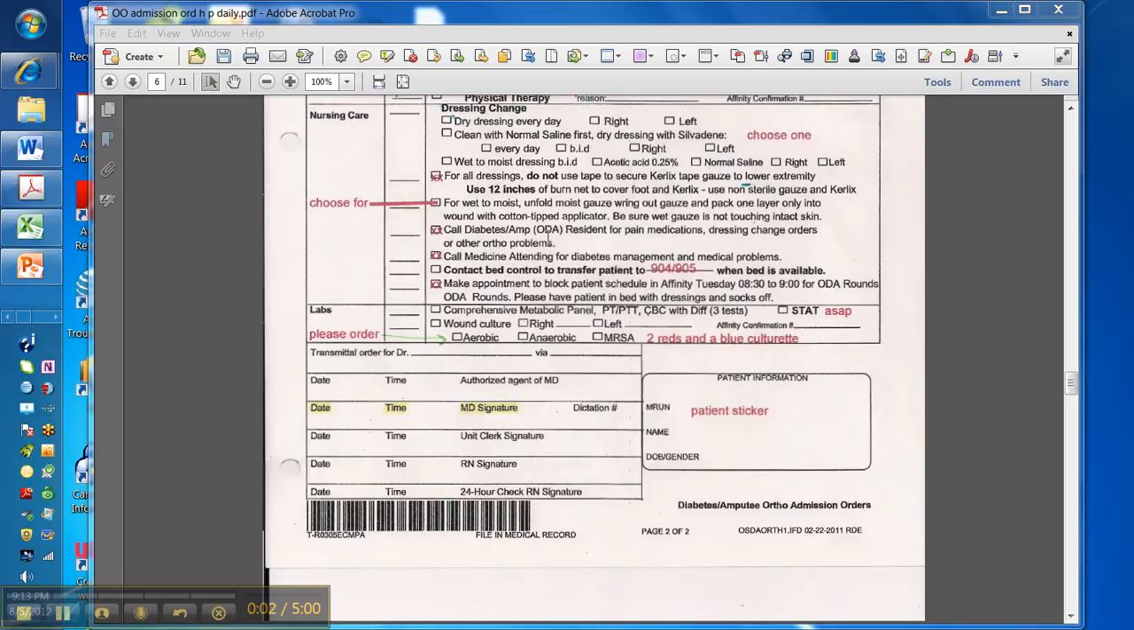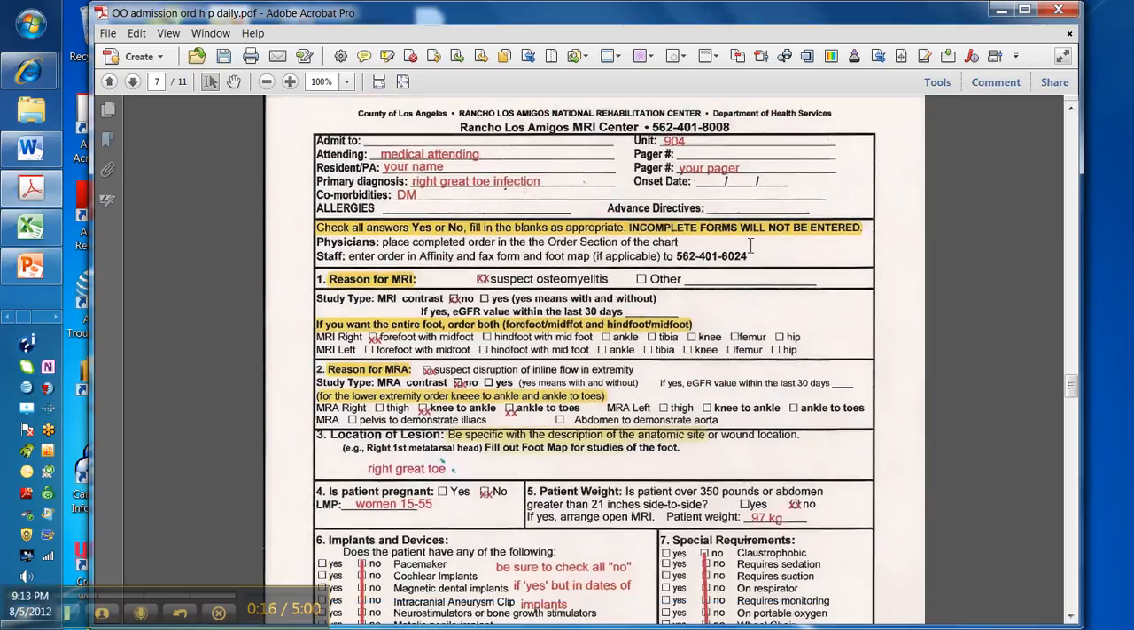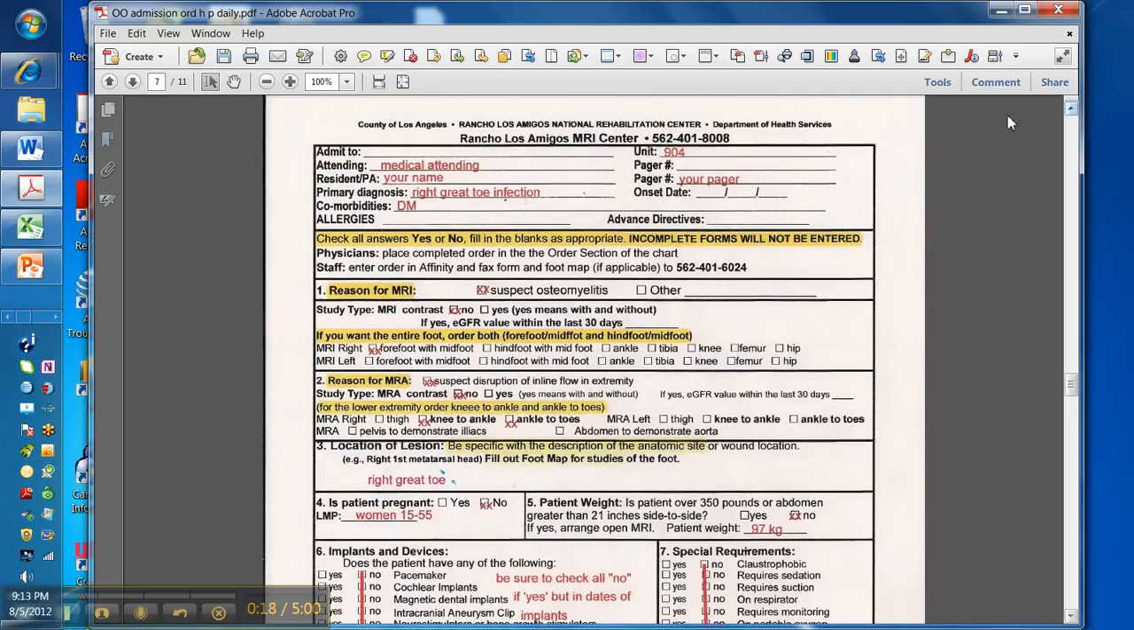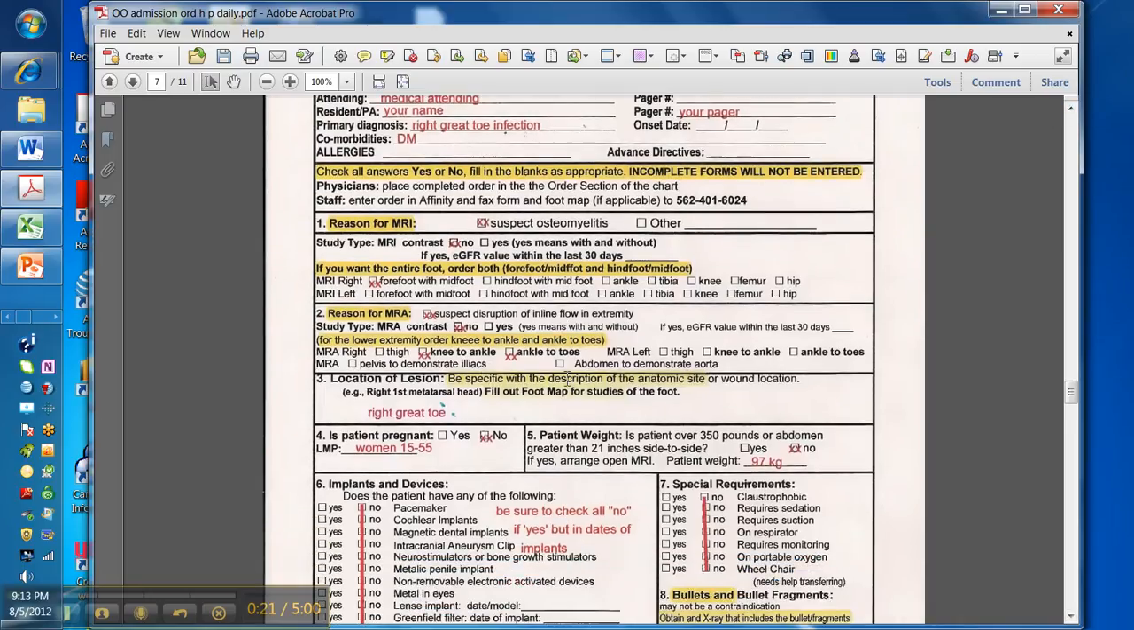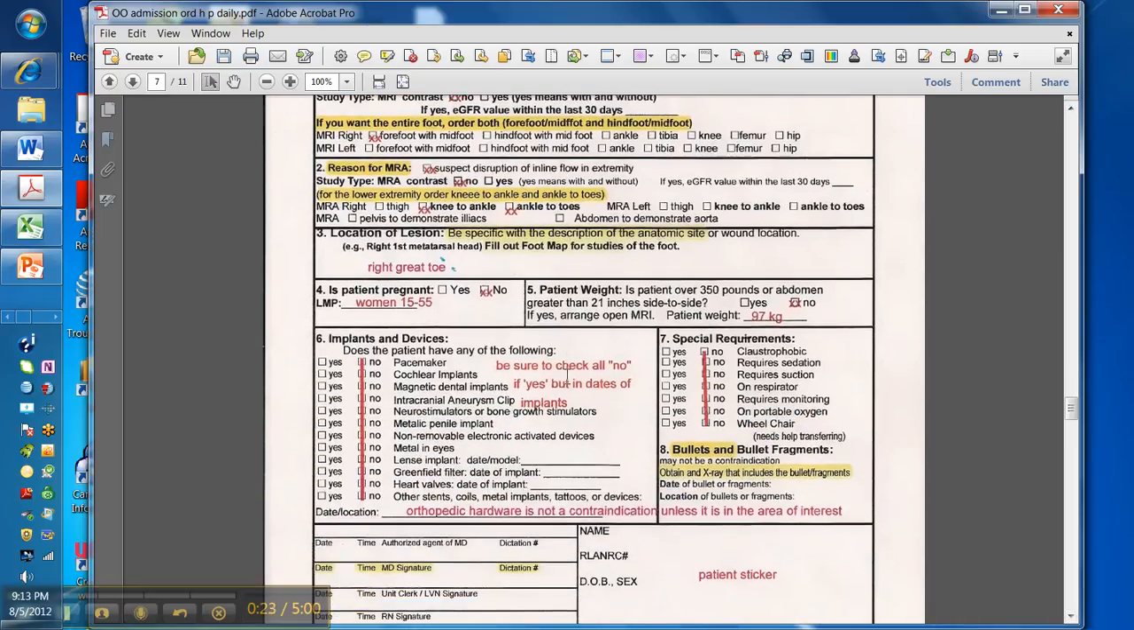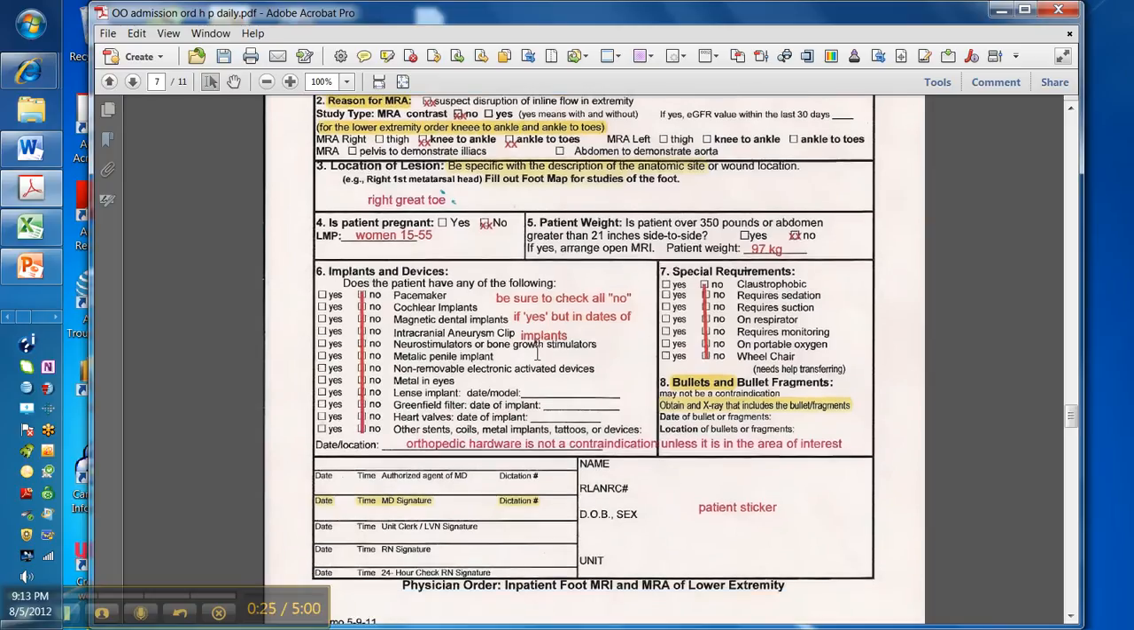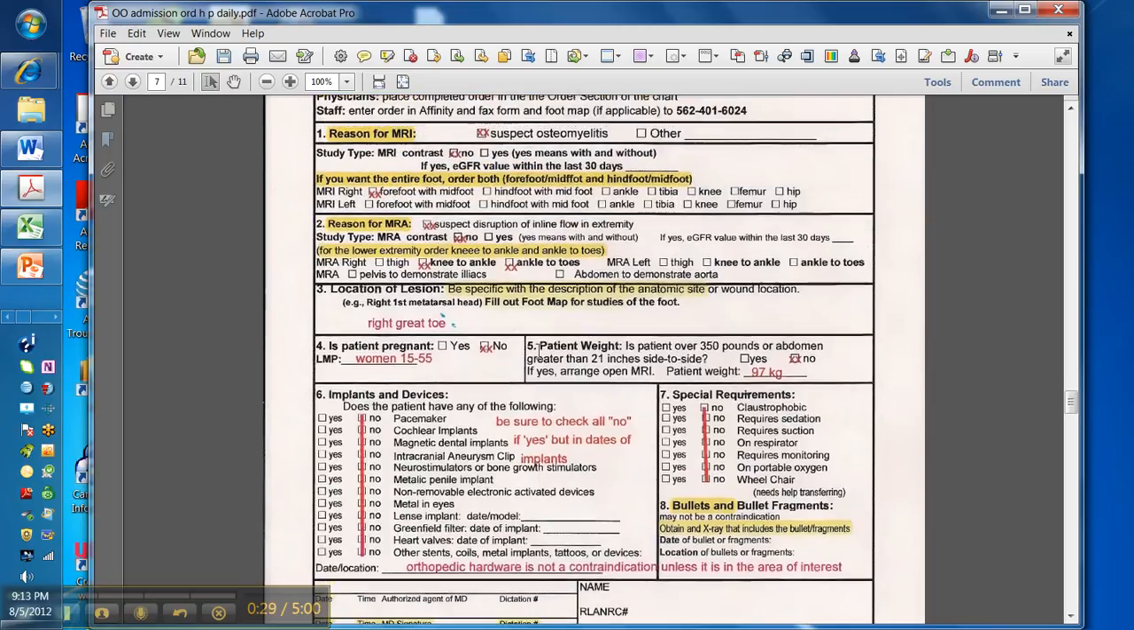I'm continuing on with the ortho admission orders, and be sure to date, time, sign, and put your dictation number on page 2. There's 2 pages. Okay, next one is you may need to order an MRI. This is one that I was telling you about. This is called inpatient foot MRI and MRA of the lower extremity.